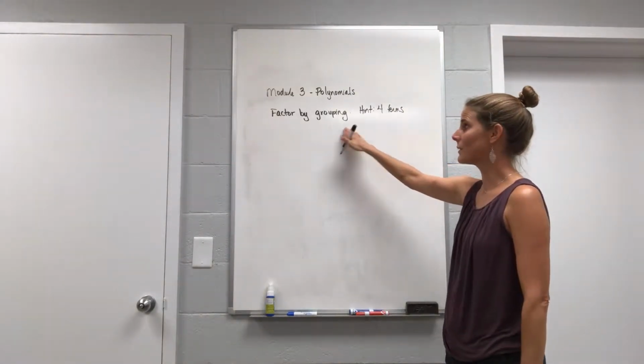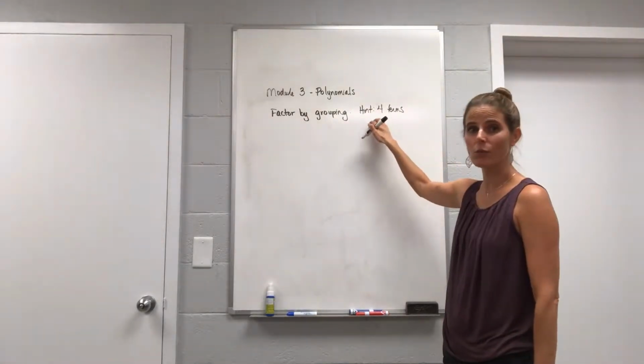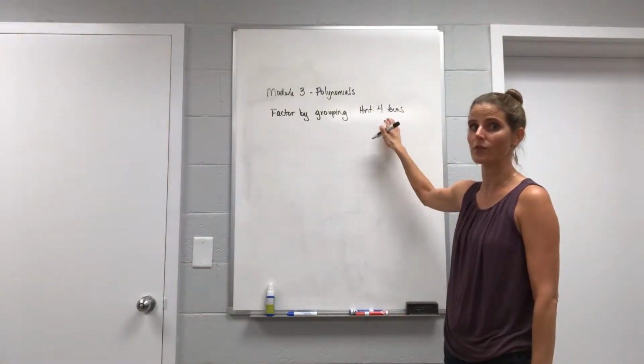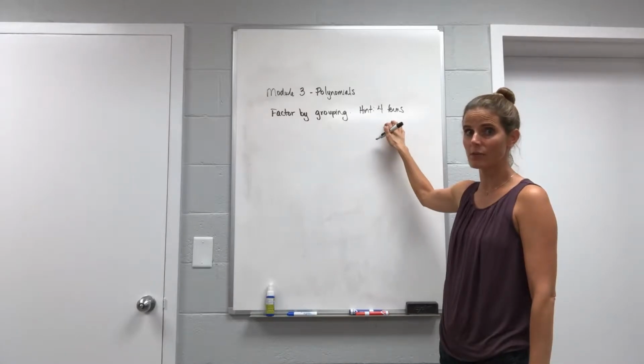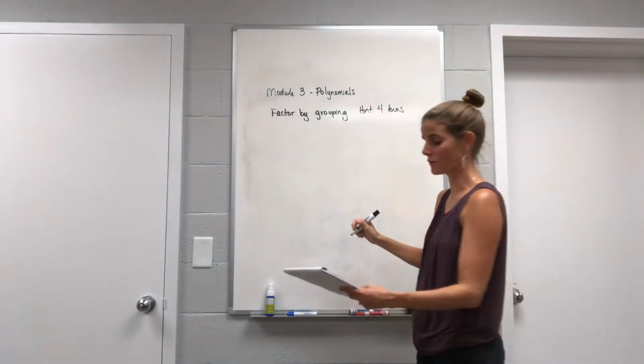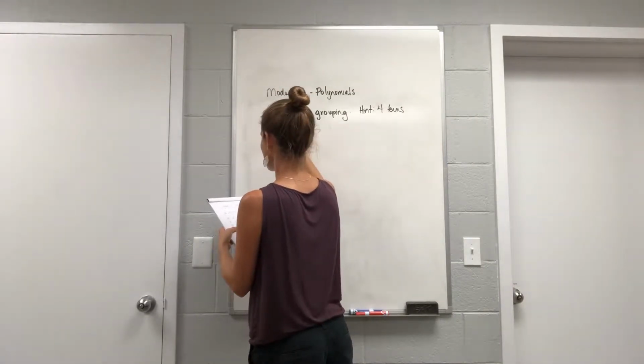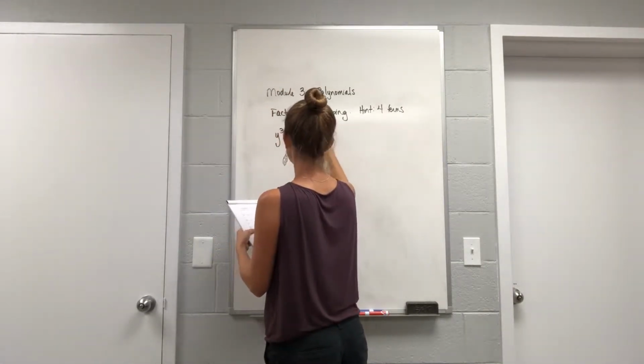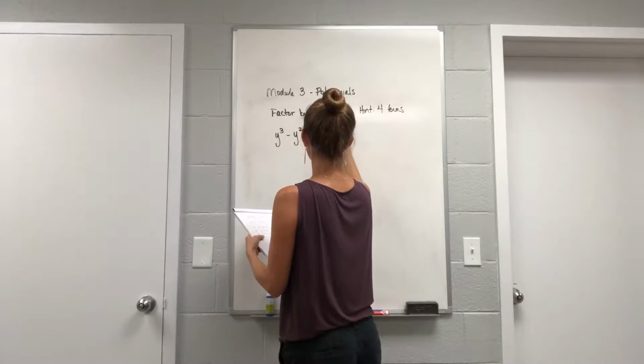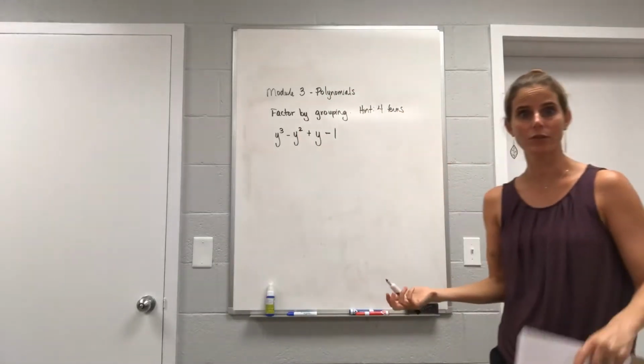The thing with factoring by grouping is generally you will know when to factor by grouping when there are 4 terms. So if you see that there are 4 terms, you're probably going to want to factor by grouping. The problem that you're faced with may also sometimes tell you to factor by grouping, so you'll know what to do.